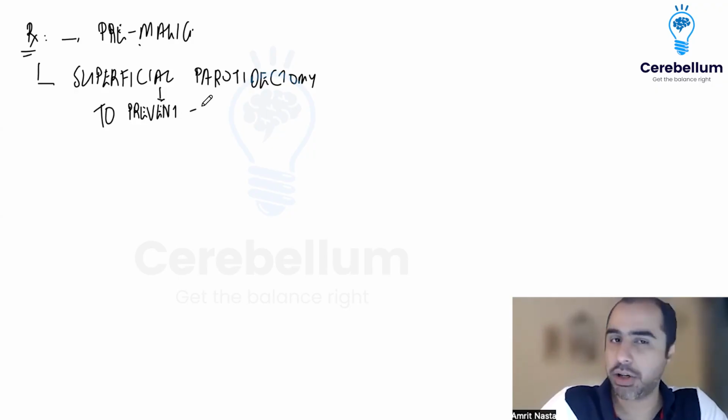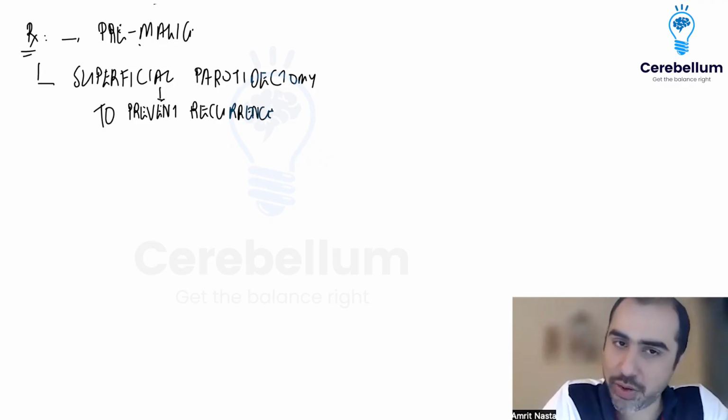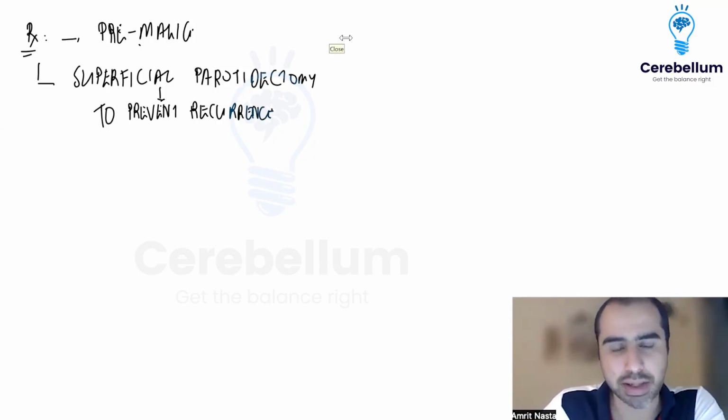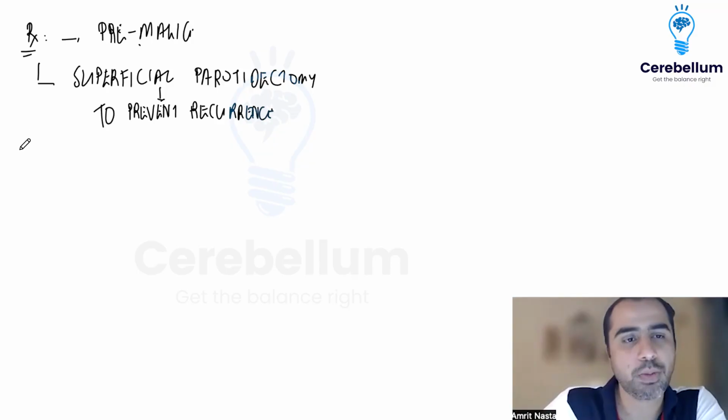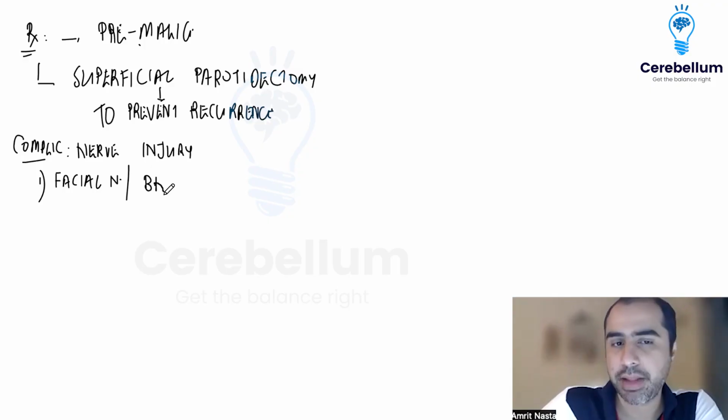Any important complication of this surgery? Next time they will ask this. What important complication can happen in superficial parotidectomy? Facial nerve can be damaged. Very good. Any other nerve can be damaged? Recurrence is not a complication per se, but yeah, there can be recurrence. So when they ask you complications, the most important complications are the nerves which can get injured. Like in hernia, you have nerve injury. Here also you have many nerve injuries. One of the nerves that can get injured is the facial nerve or its branches. They very commonly get injured.